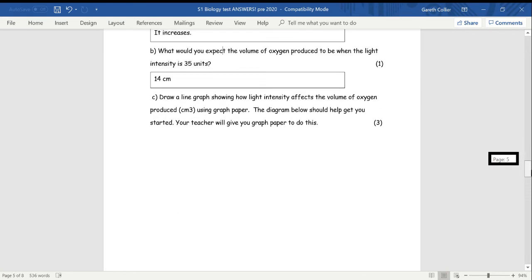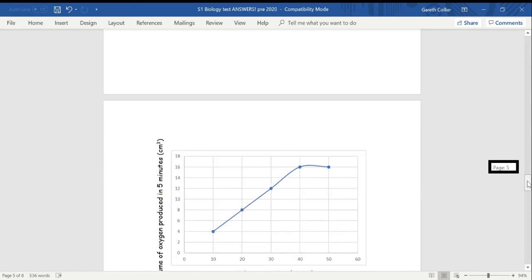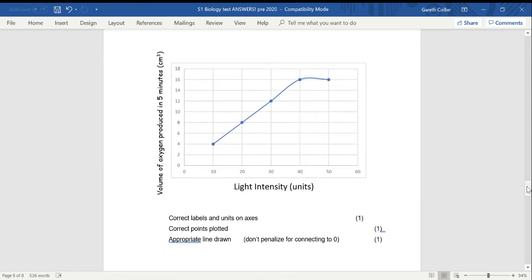Draw a line graph showing how light intensity affects the volume of oxygen produced, using the graph paper. So obviously you've done this digitally, potentially, so you didn't have graph paper. So if you've had a go, very well done. I used Microsoft Excel to make myself a little graph, so we'll have a look at where you get the marks for that. It's 3 marks up for grabs. So let's see if I get the marks.